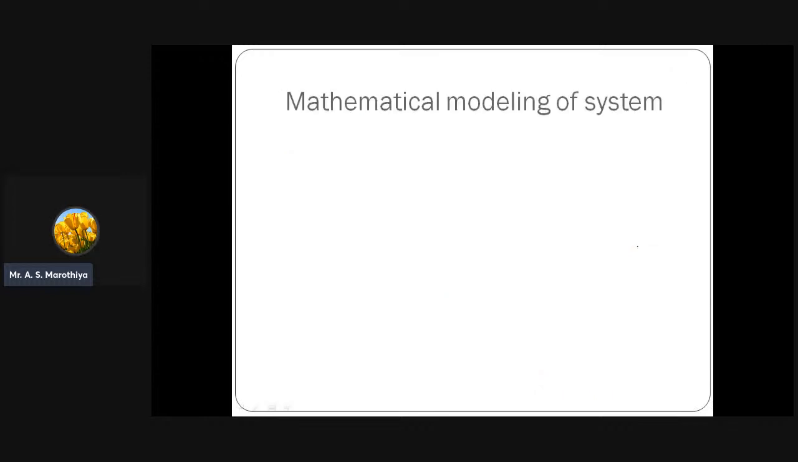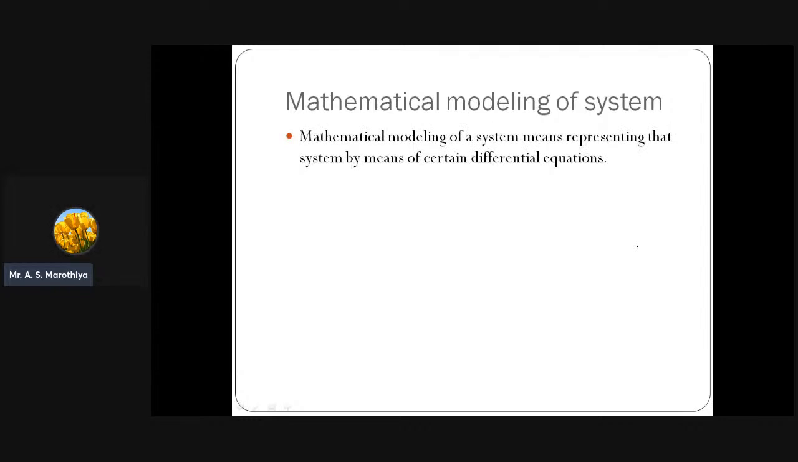Now we are going to start another portion of our topic that deals with the concept of mathematical modeling of a system. Now, what is mathematical modeling and how can we do mathematical modeling for a system, that we are going to cover. So, mathematical modeling of a system means what? It is simply the representation of a system by means of some kind of mathematical equations.